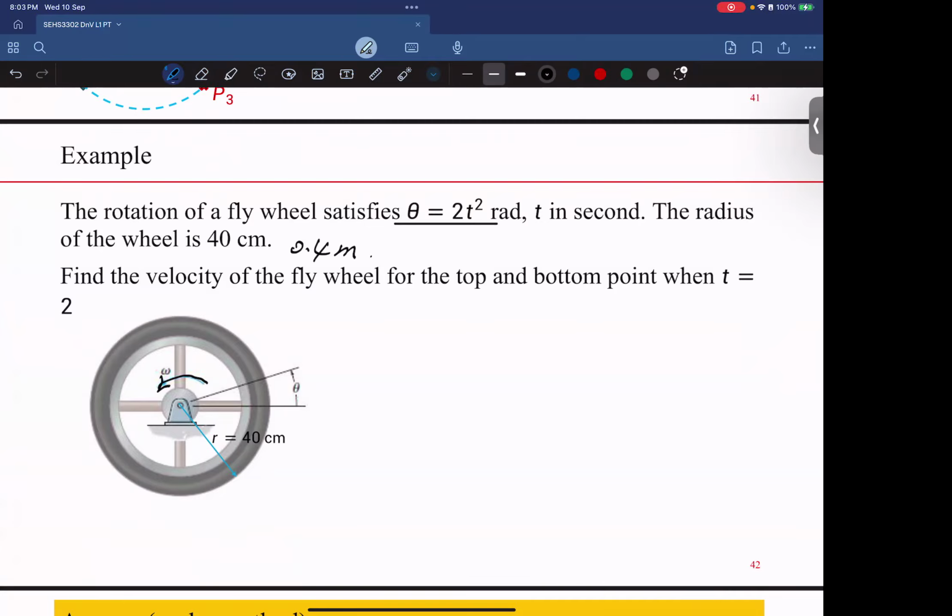We have 2 points, the top and bottom points. The top point is here, the bottom point here, and we take them as A and B. Now we want to know, when t is 2, what is the velocity of A in vector, and what is the velocity of B in vector? You can think about it. And while you are thinking, we can have a 10-minute break.